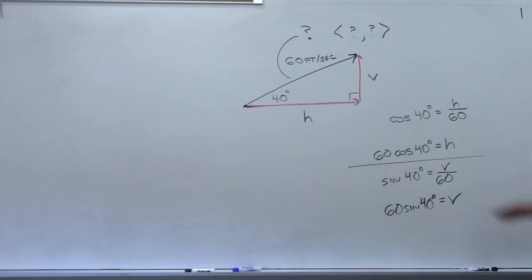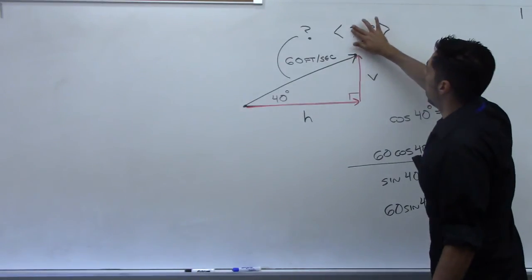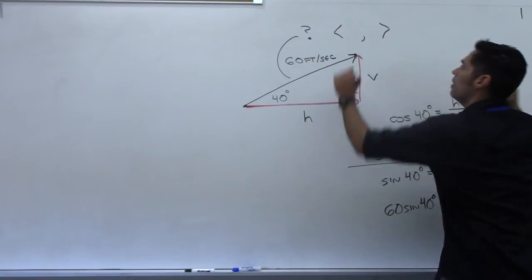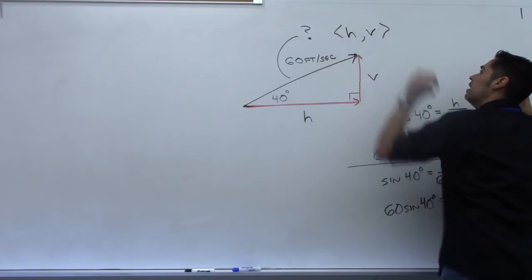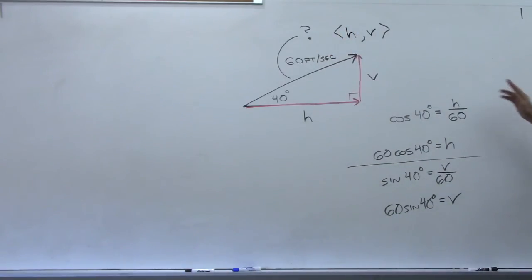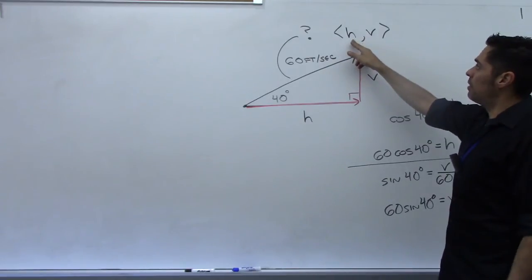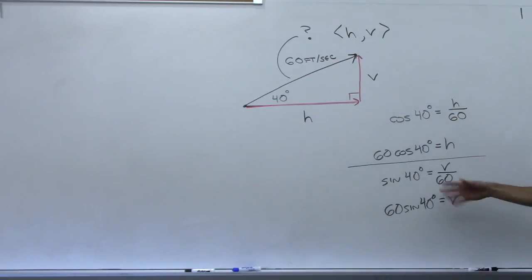So this piece right here is H and V. The H would be the horizontal component of the vector and the V would be the vertical. I don't have my calculator, but you could go figure out what this is, and you would get both your H and V. You'd be done.